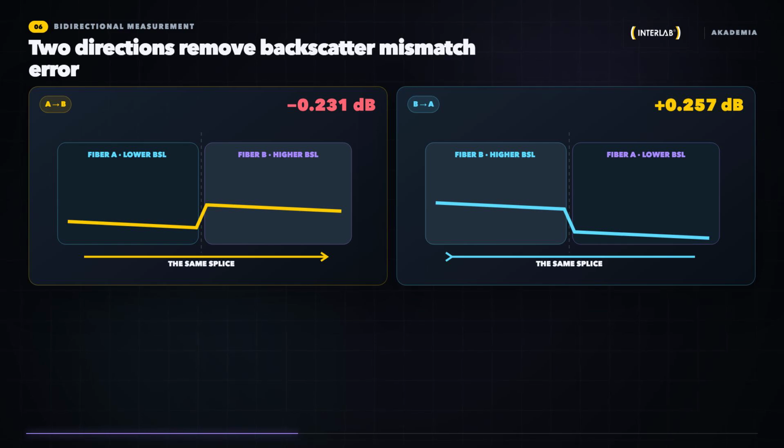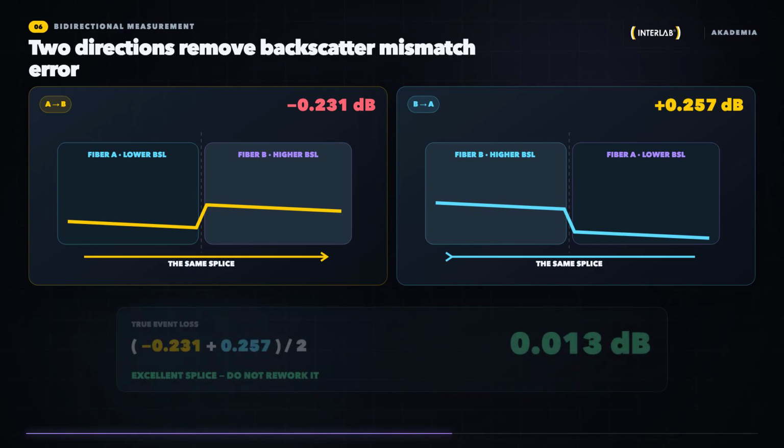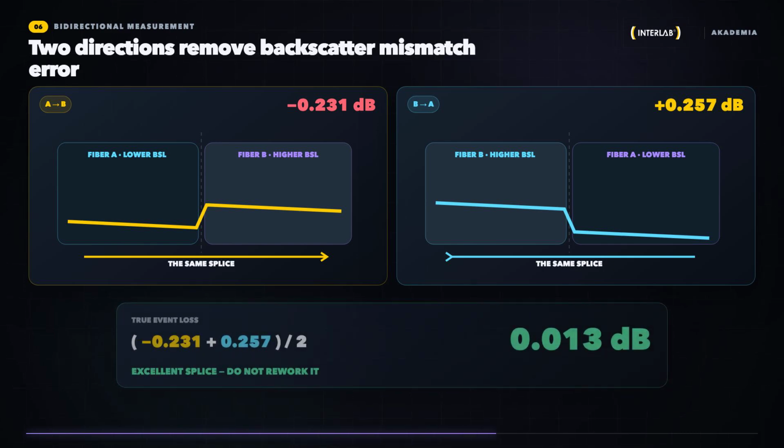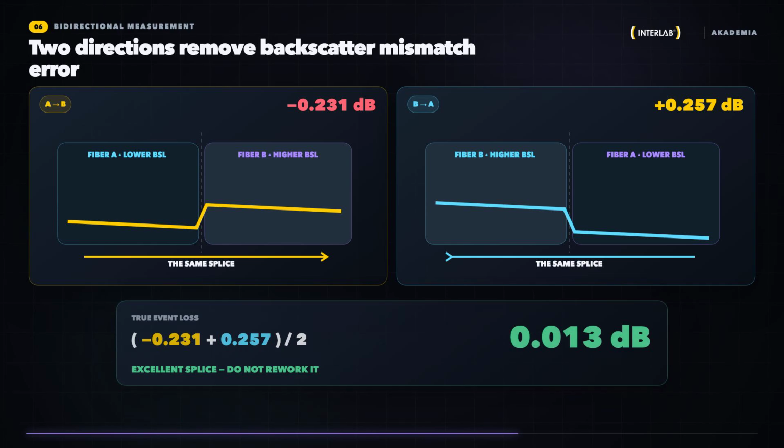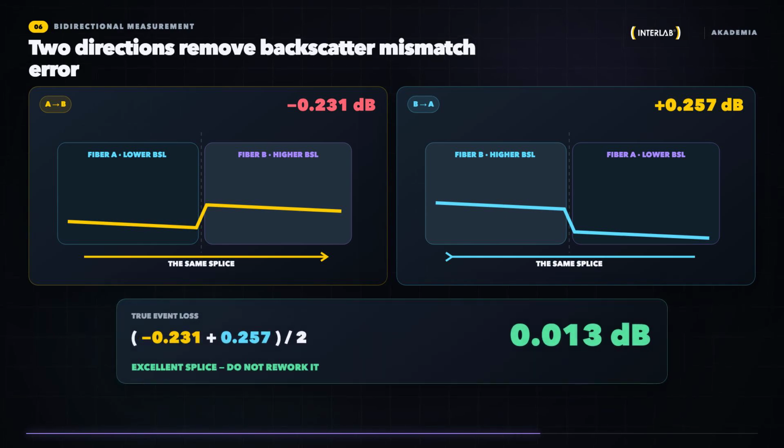Reverse the direction and the same splice appears excessively lossy. In one direction, the result contains the real loss plus the backscatter mismatch. In the other, it contains the real loss minus the same mismatch. The arithmetic mean cancels that error. Here is an example from our training materials: minus 0.231 decibels from A to B and plus 0.257 decibels from B to A. The average is 0.013 decibels.